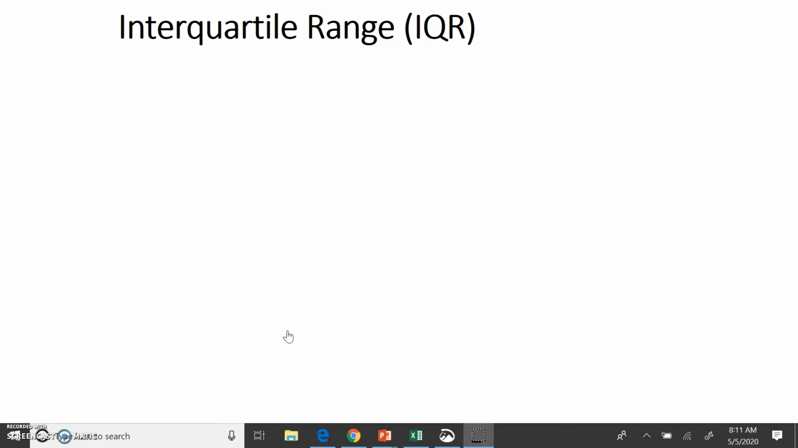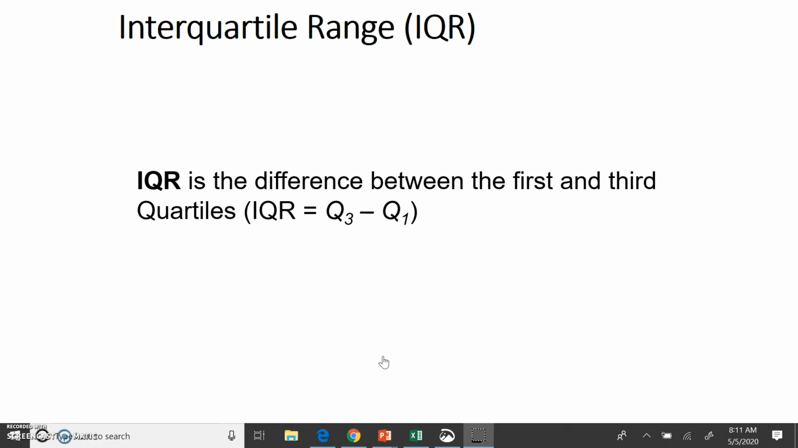Now we see what an interquartile range is. This is IQR, right? So IQR is short for interquartile range. And how do we define this interquartile range? It is defined as the difference between the third quartile and the first quartile, Q3 minus Q1. So it's just a subtraction problem. Take away the Q1 from the Q3. This is called the interquartile range.